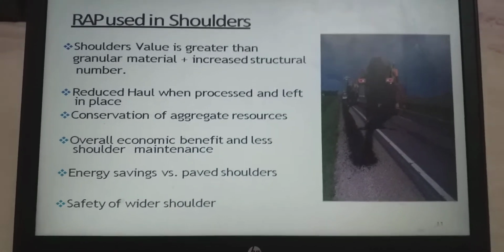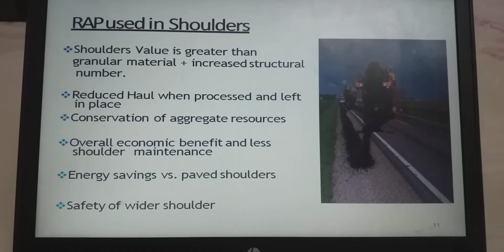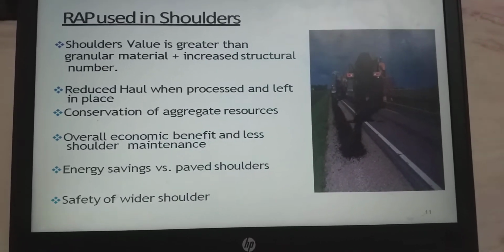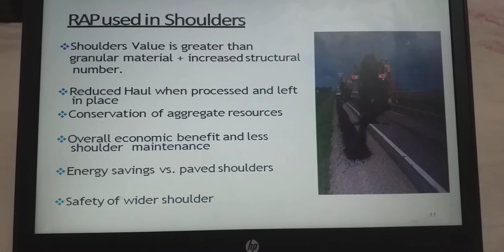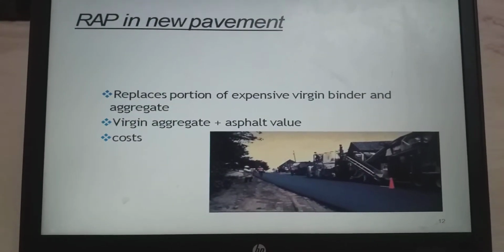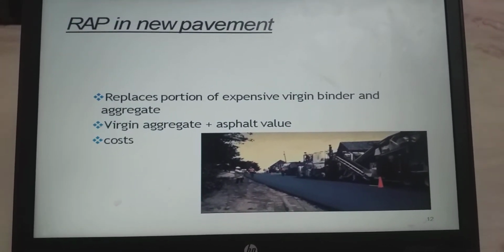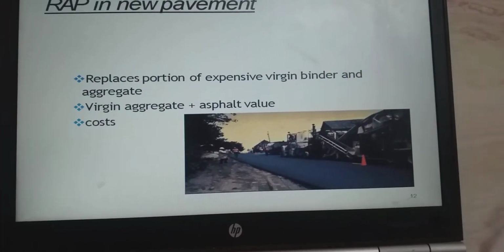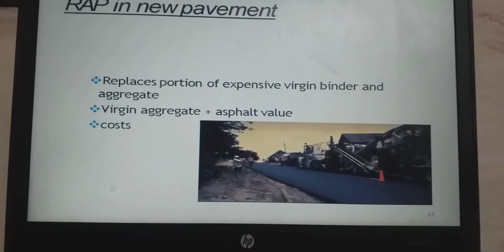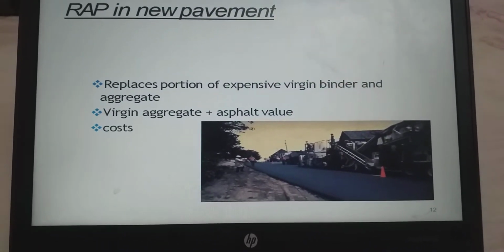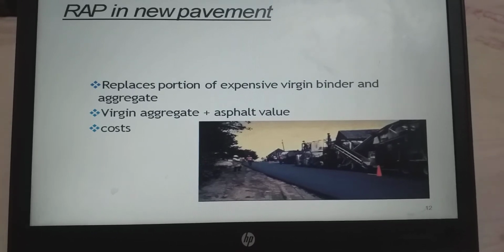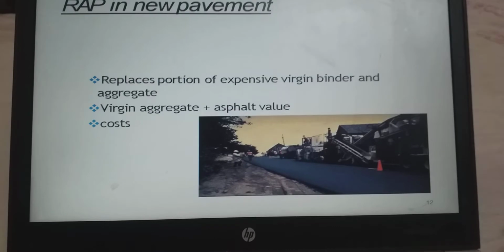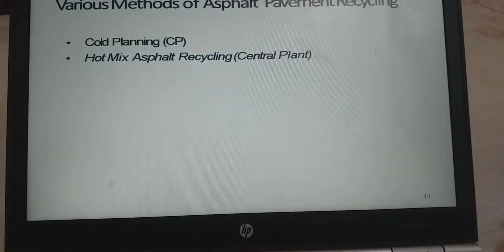So with the help of, by recycling this asphalt aggregate, we can reclaim asphalt pavement and we can use it anywhere in the road construction. Then if we use the reclaimed asphalt pavement in a new pavement, see the picture, there they have prepared a new pavement with the help of recycled aggregate pavement. Means we can replace the portion totally with the expenses of virgin binder and aggregate.